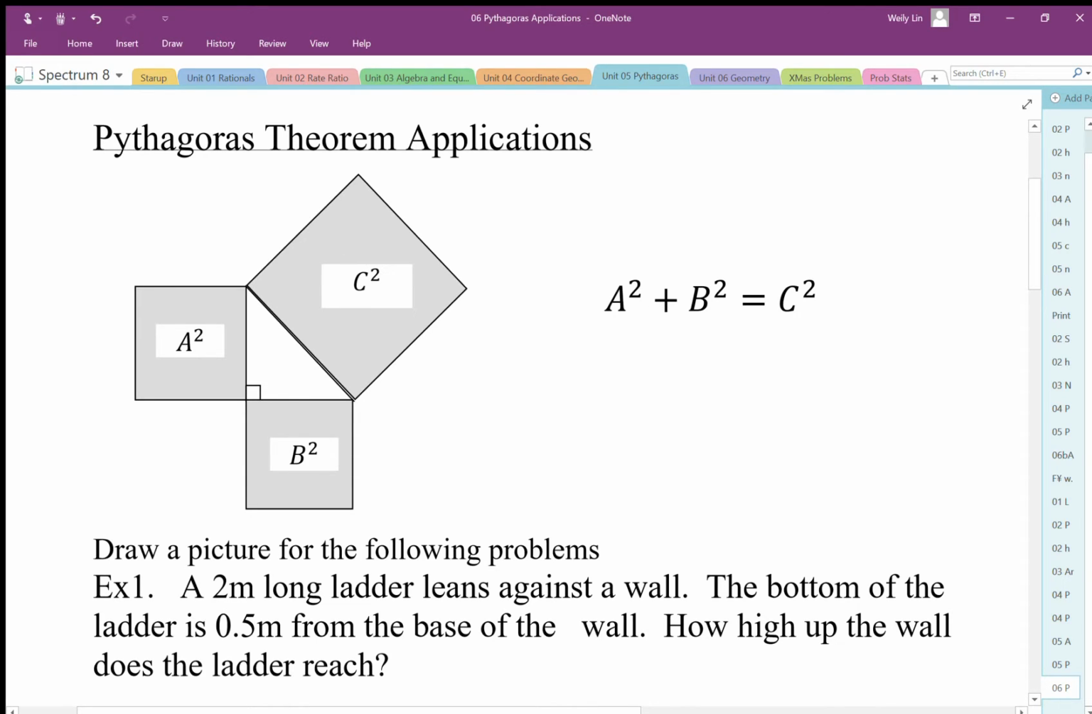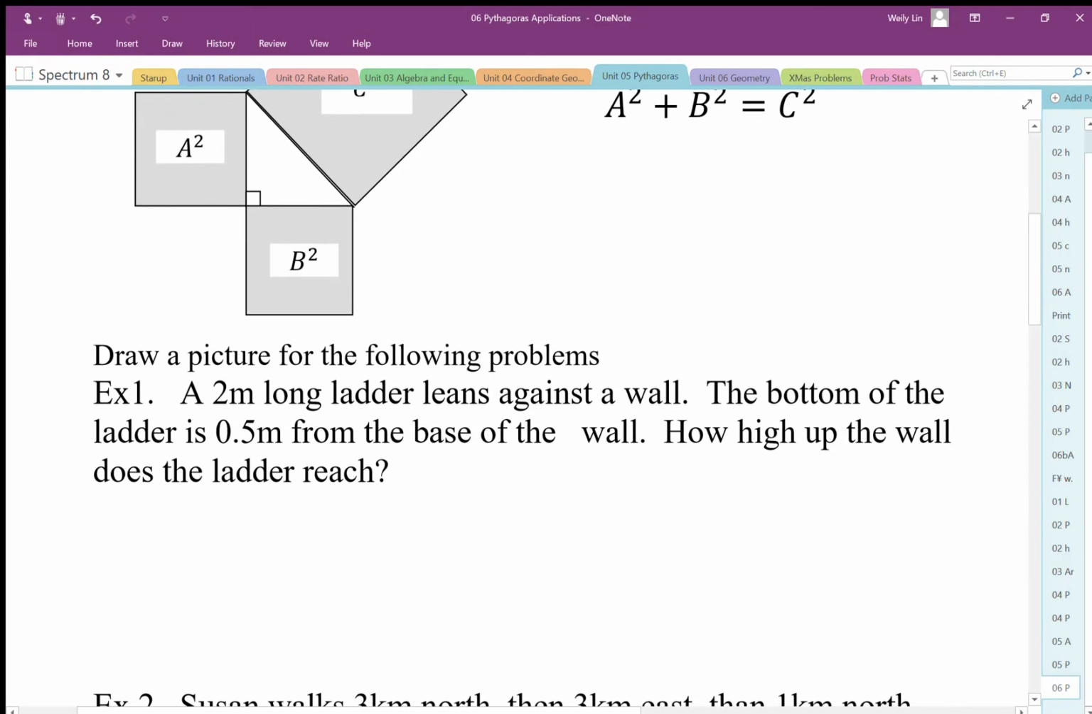And again, it's important to know that this is not about adding the lengths. We're relating the three areas, not the three lengths together. So we can do problems here using this Pythagoras theorem. So let's draw a picture.